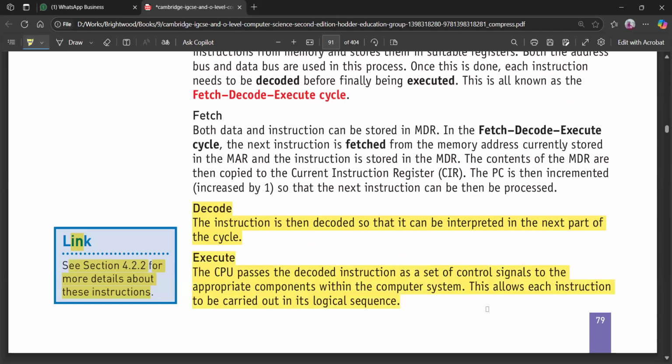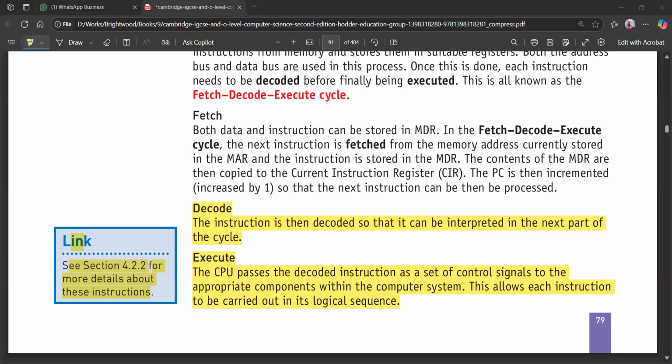Running the instruction, like printing or something, that's what we call execute. That is actually running, whereas previously decode was just interpreting. In execute, the CPU passes the decoded instruction as a set of control signals to the appropriate component within the computer system. This allows each instruction to be carried out in a logical sequence.